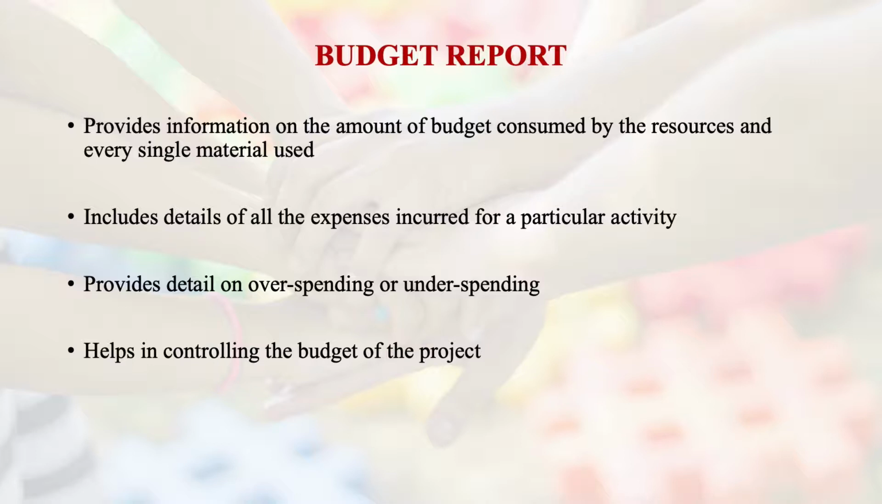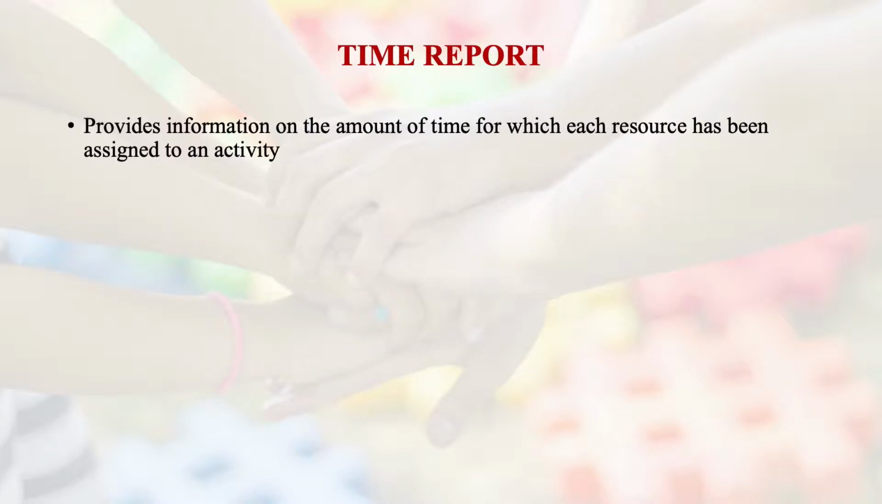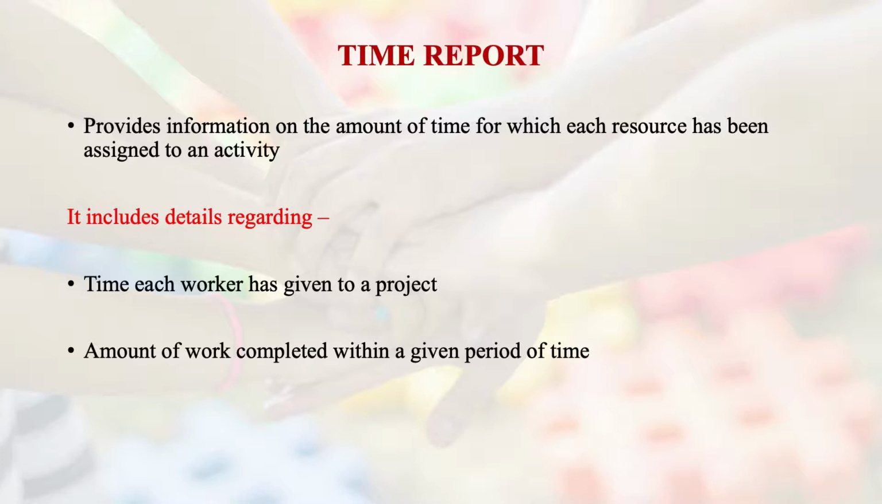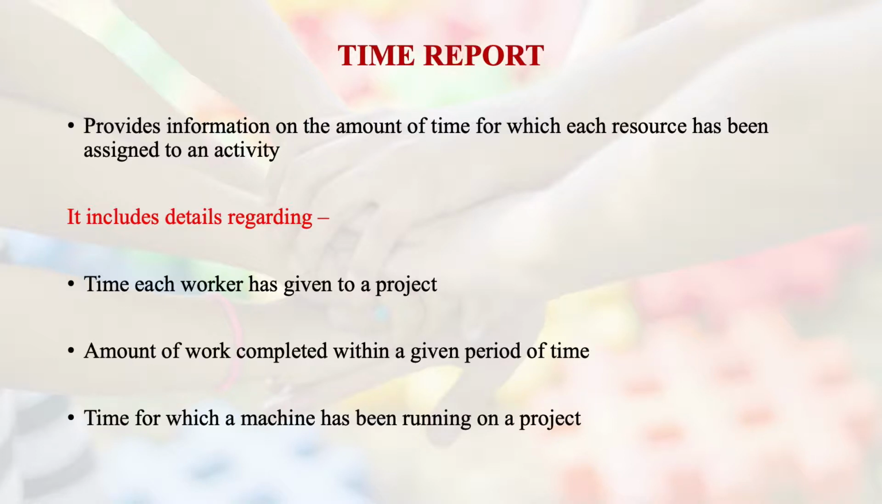Time report. This is another kind of report which provides information on the amount of time for which each resource has been assigned to an activity, and it includes the details regarding the time each worker has given to a project, the amount of work completed within a given period of time, the time for which a machine has been running on a project, and overburdening or underutilization of resources. The whole concept is that optimum utilization of resources should be there. That is why this is very important. Therefore, the project monitoring report has to be prepared.